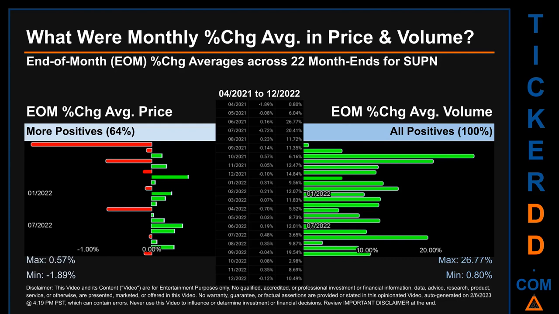Price saw an end-of-month max of 0.57% in average percentage change, along with a minimum of -1.89%. For volume, the maximum and the minimum monthly percentage change were respectively 26.77% and 0.80%.